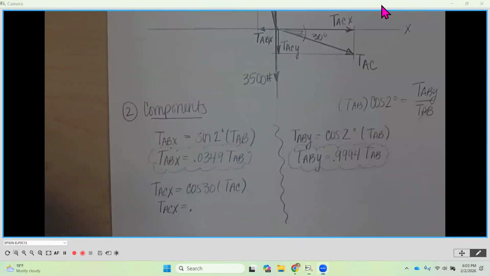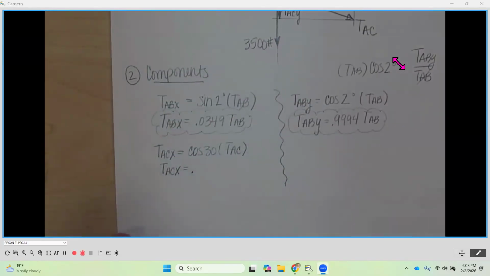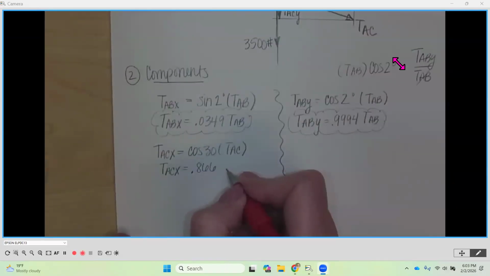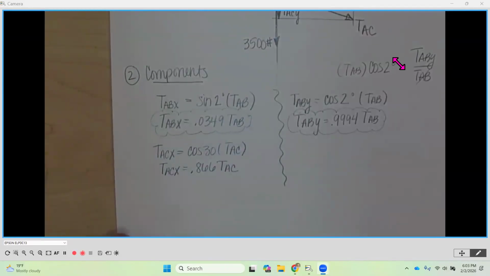I'm going to pull the chat box from our virtuals because they might want to chime in, and feel free to do so. What do we get for the decimal equivalent of 30 cosine? Anyone? 0.866, yep. And then it's like 0.25, so that should be good. 0.866, and that's going to be TAC. Oh, thank you, Matthew. I see you got it.